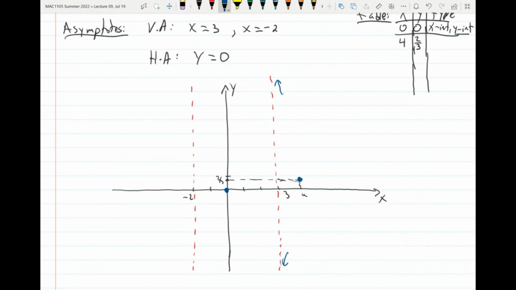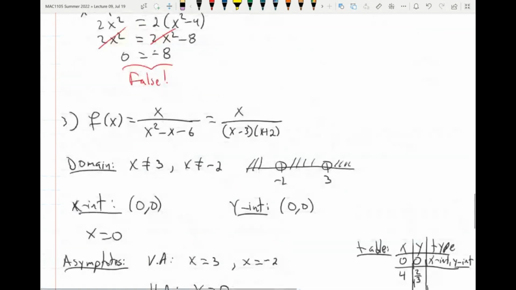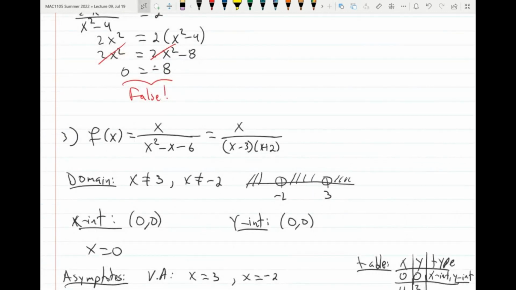So what does that mean? Should we go up to positive infinity or negative infinity? Positive infinity, because the function is positive to the right of 3. And you can do a quick analysis. When x is bigger than 3, this is positive, and this is positive. Okay? So you need to stay positive.